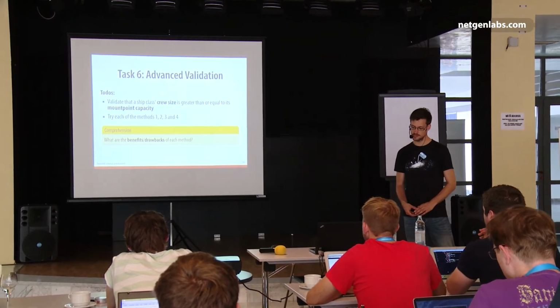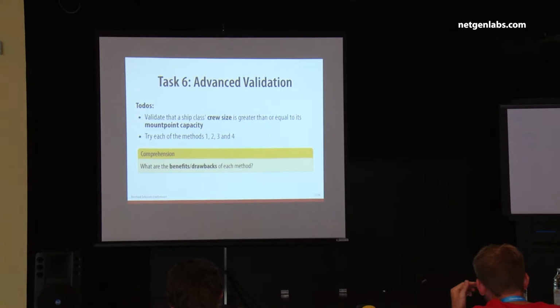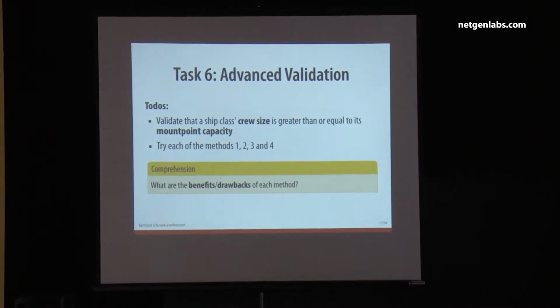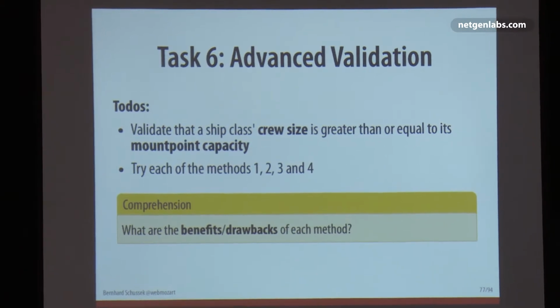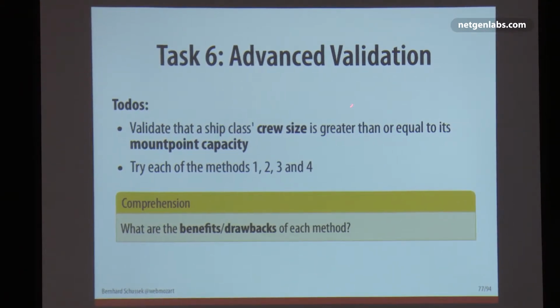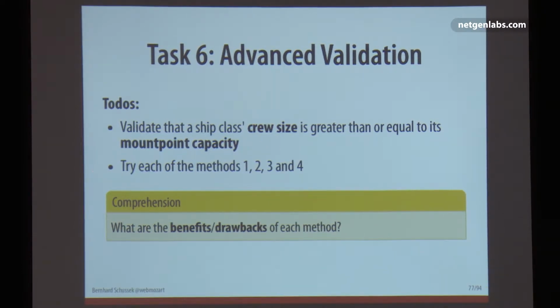So, in the next example, we will move away from the good class. Instead, we will move to the ship class, like the ship class in the domain model, and we will validate that the crew size is greater than or equal to its mount point capacity.